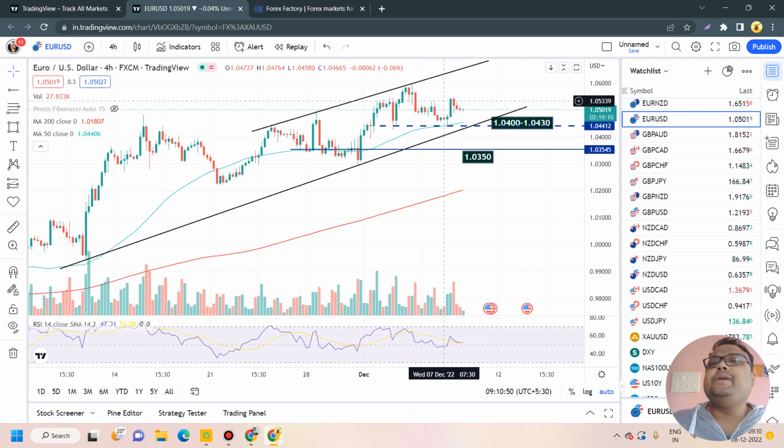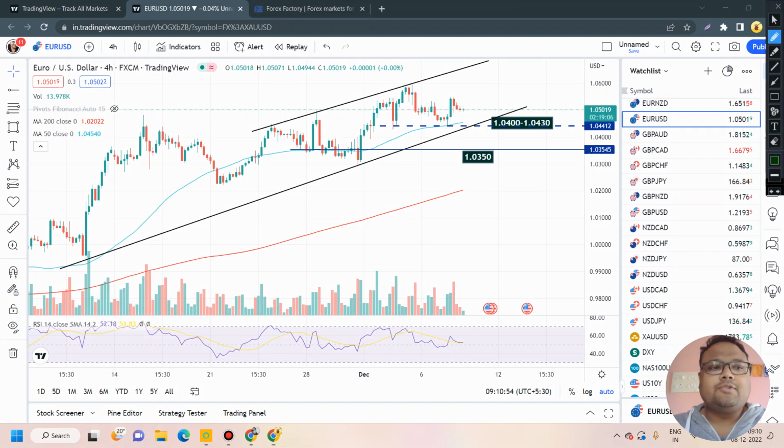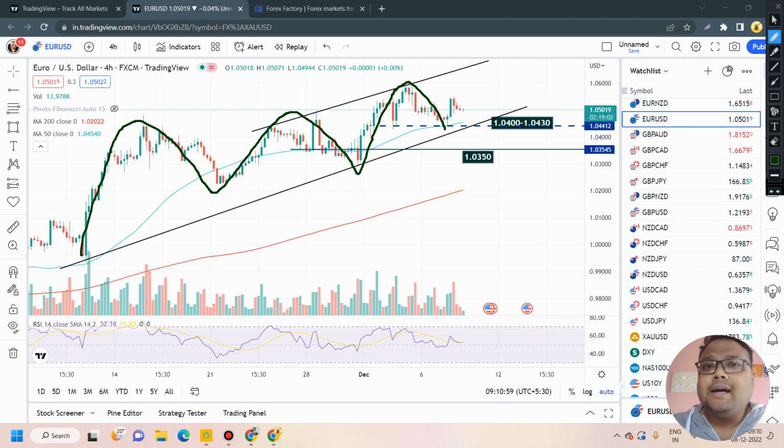Yesterday we discussed the structure of the market, and what is the structure here? The structure is still very much the same. The market is forming higher highs and the market is also forming higher lows as well. This is a higher high and this is a higher low.